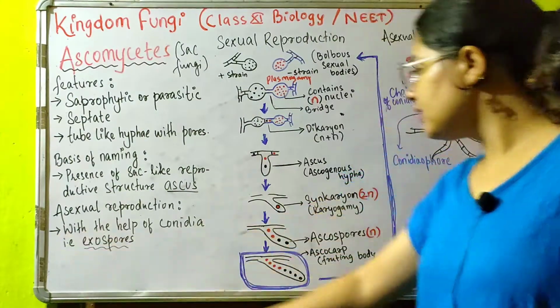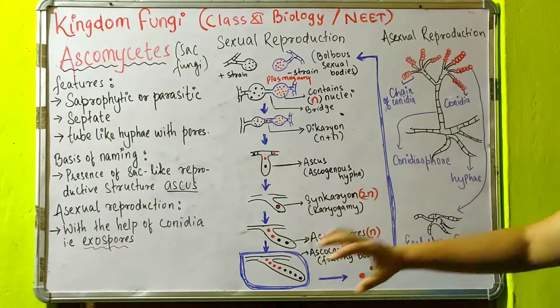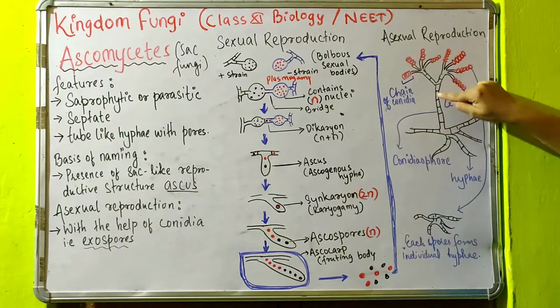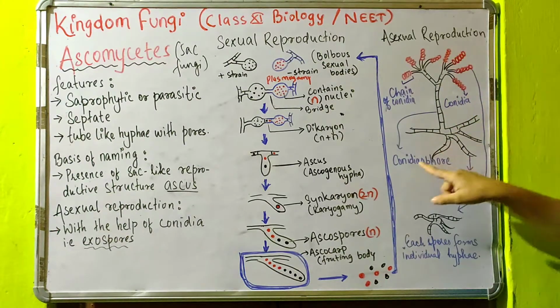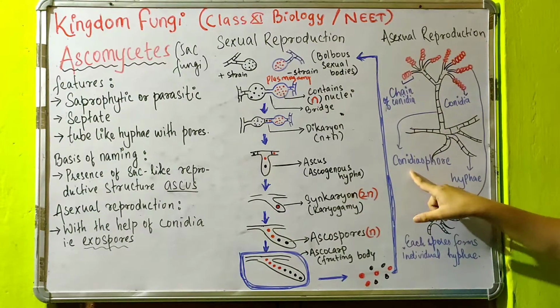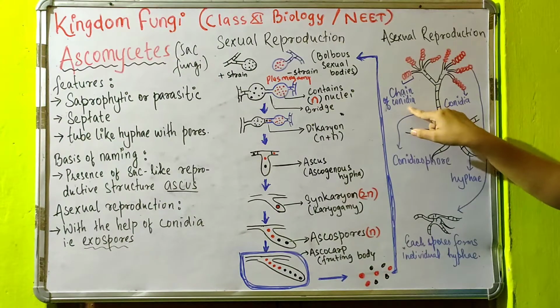So this is a diagram which is showing you the asexual reproduction. These are the hyphae, the hyphae network. From the hyphae, the vertical hypha which grows is known as the conidiophore, and at the top of the conidiophore there are conidia. These conidia are present in a chain form.